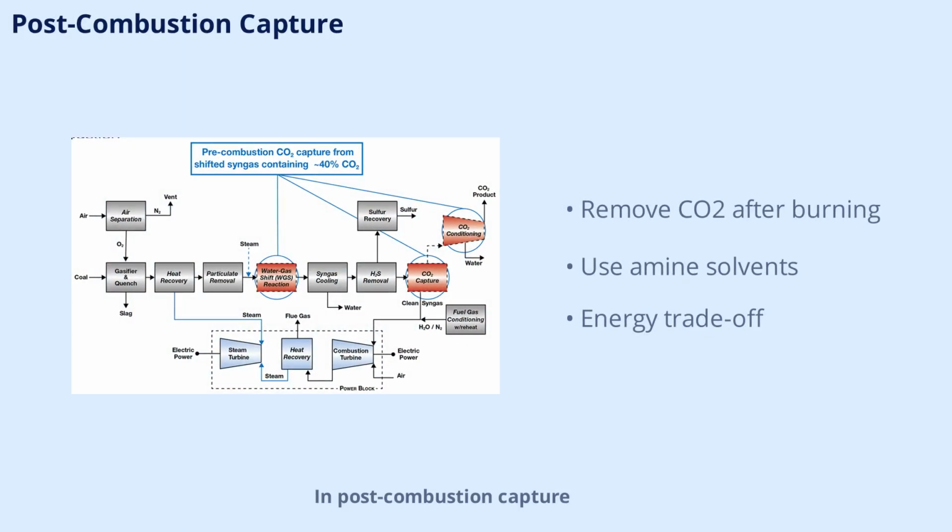In post-combustion capture, CO2 is removed from exhaust gases after fossil fuels are burned. The challenge is separating CO2 from other gases like nitrogen and oxygen. This is done by treating the flue gas to remove impurities, then using a liquid solvent, usually an amine solution, to absorb the CO2. While effective, this process requires extra energy, which can reduce the overall efficiency of power generation.